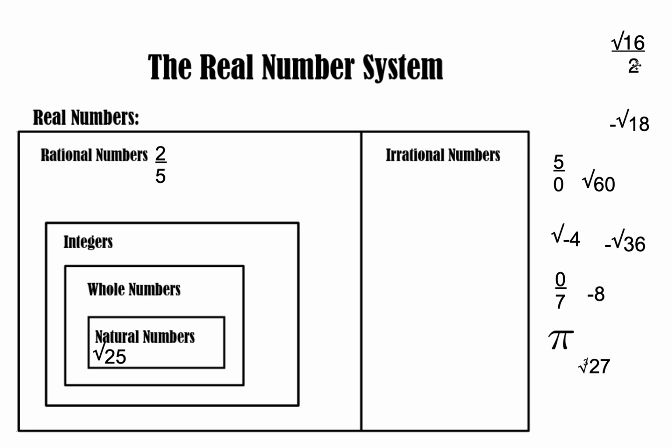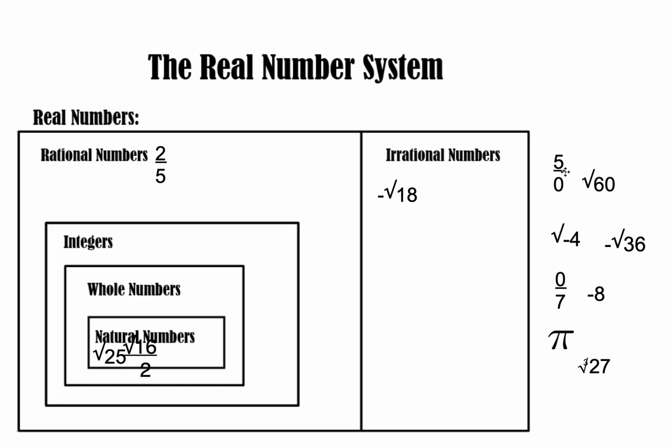Square root of 16 divided by 2. Square root of 16 is 4. Divided by 2 would be 2. So this one is a rational number, but it's a natural number. The negative value of the square root of 18. 18 is not a perfect square, so when you do the square root, you're going to have a decimal that goes on forever without any sort of pattern. So that's actually going to be an irrational number.